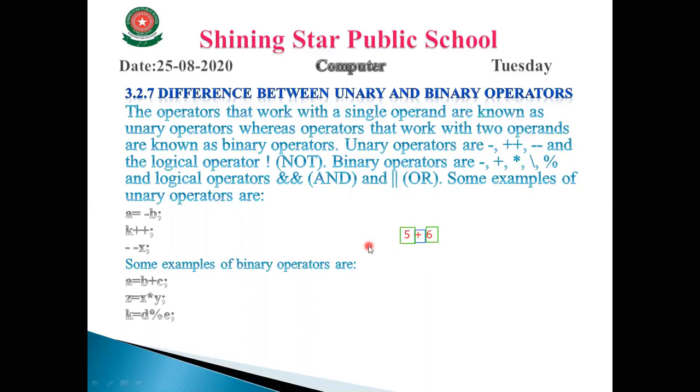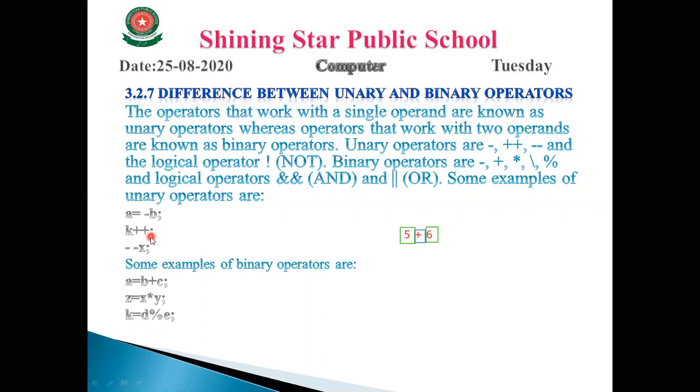So the examples of unary operators are a equals minus b, k++, -x. Now, here is k++. k++ means we have to increase k by 1. So it means we have a single operand k. Now -x means we have to subtract 1 from x. So again we have a single operand x.